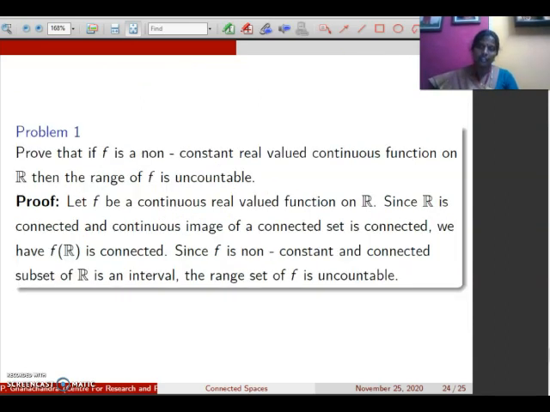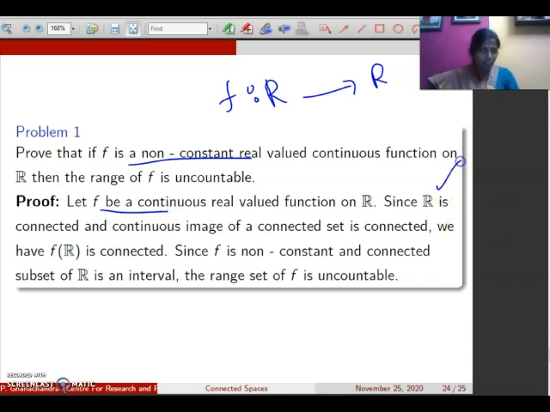This is a last problem. Prove that if f is a non-constant real valued continuous function on R, then the range of f is uncountable. So see here the domain is R, and as the function is real valued, the codomain is also R. So f is a function from R to R. Also f is a non-constant function. We have to prove that the range of f is uncountable, using that f is a continuous real valued function.